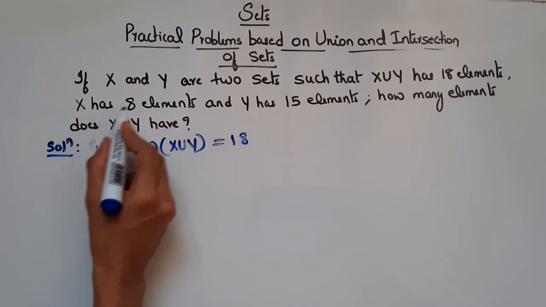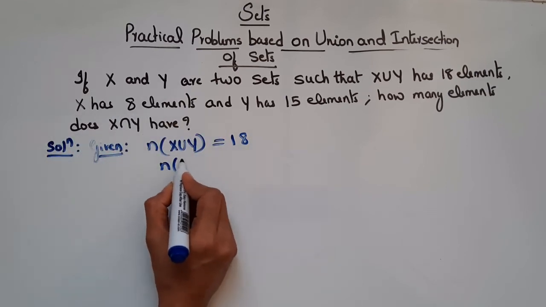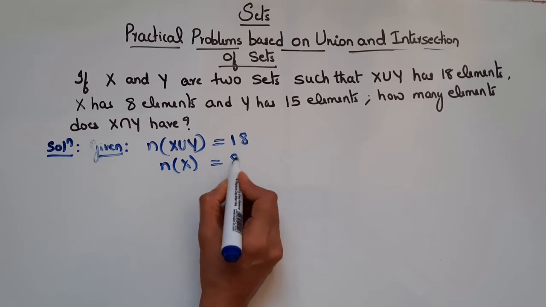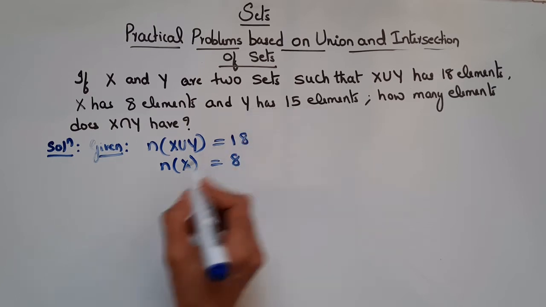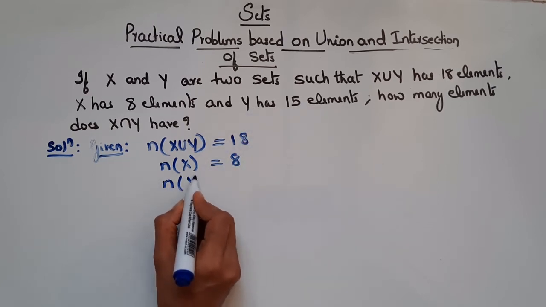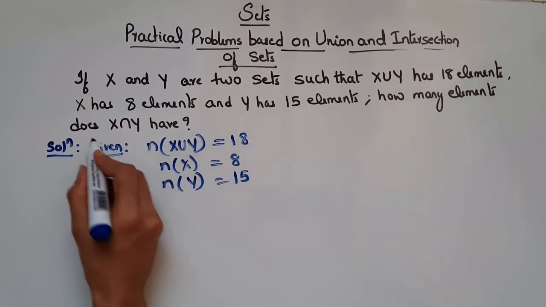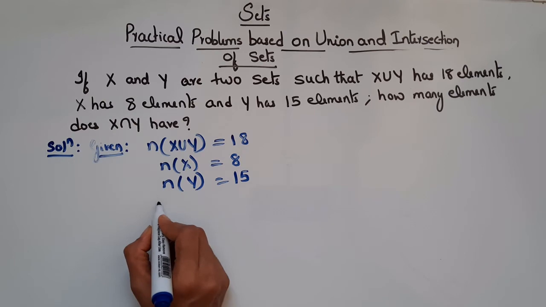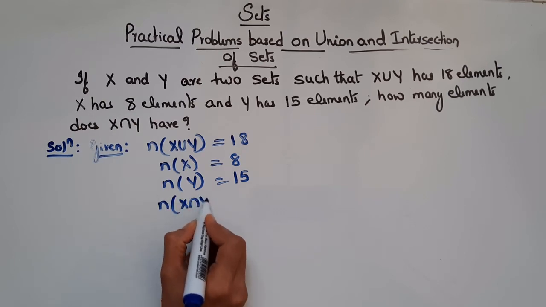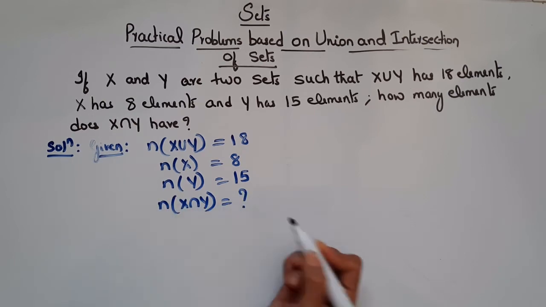Next we have x has 8 elements. So the number of elements in set x is 8, and y has 15 elements. How many elements does x intersection y have? So we have to find this.